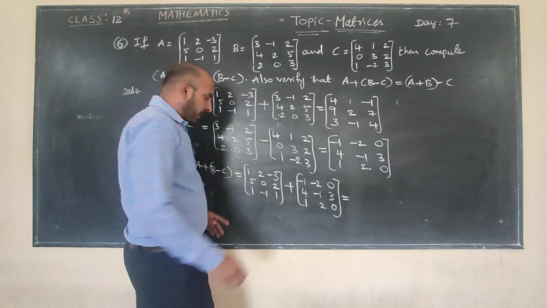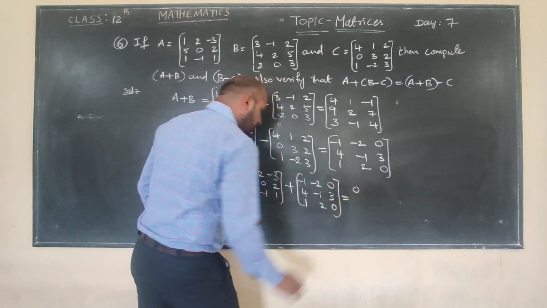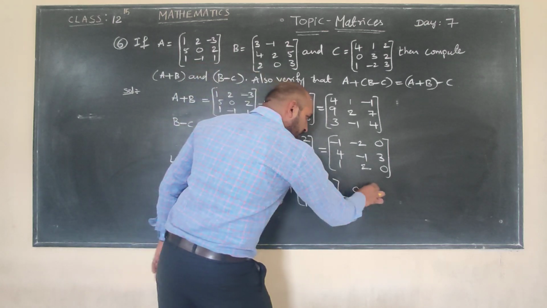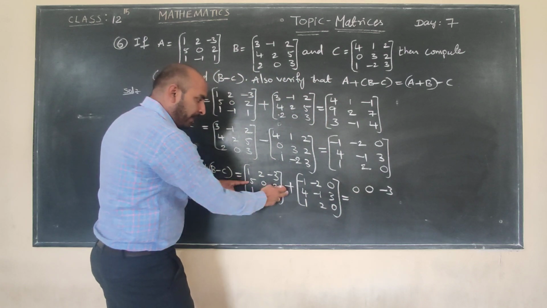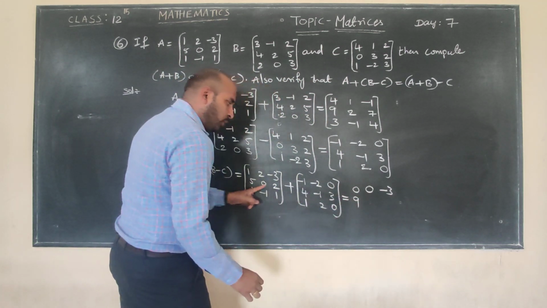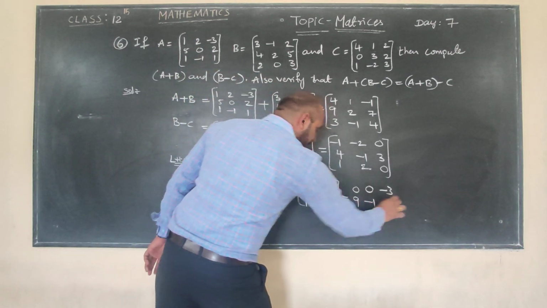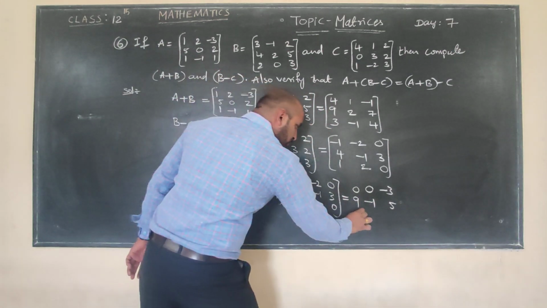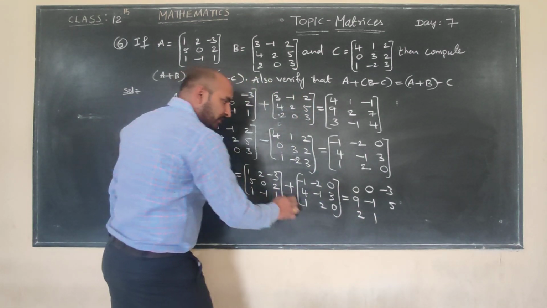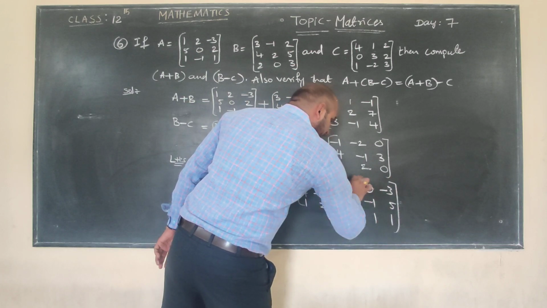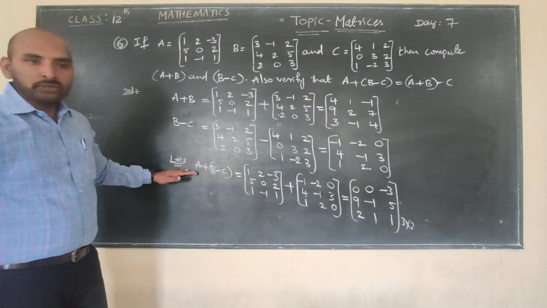now addition of these two matrices: minus 1 plus 1, and again minus 1, this is equal to 0. 2 plus 2, that is also 0. Minus 3 plus 0, that is minus 3. Next, 5 plus 4, 9. 0 plus minus 1, that is equal to minus 1. 2 plus 3, 5. 1 plus 1, 2. Minus 1 plus 2, that is also 1. 1 plus 0, that is equal to 1. This is also a 3 by 3 matrix. So left hand side value completed.